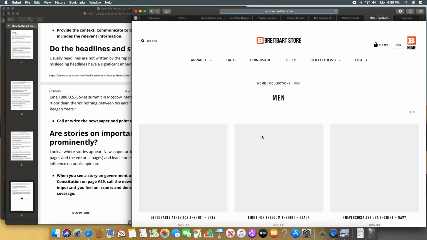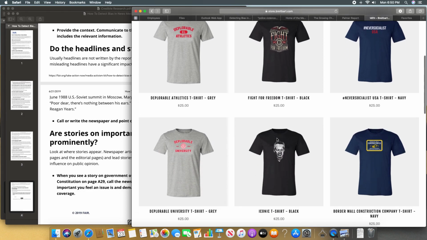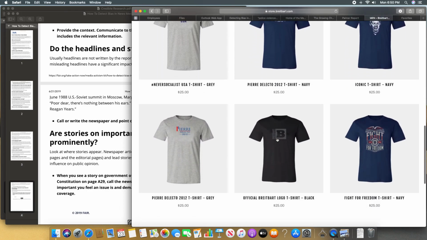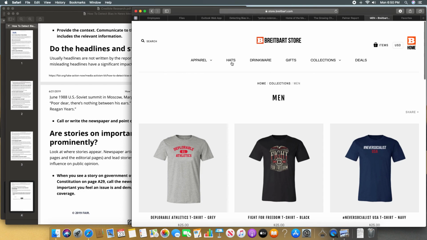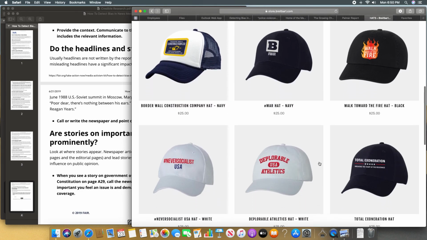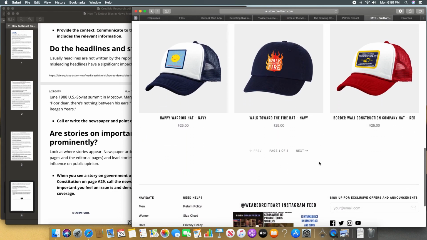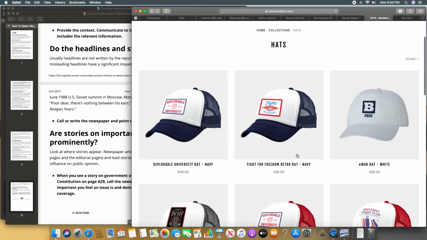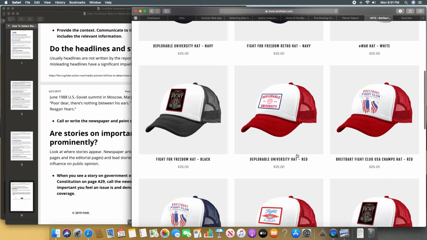Border wall construction. Let's just click on that. Border wall construction company. Deplorable athletics. Are you kidding me? This is absolutely ridiculous. Never socialist. Like, what is going on? Let's see if they still sell, they were selling MAGA hats. Total exoneration. So clearly in support of a particular political affiliation.